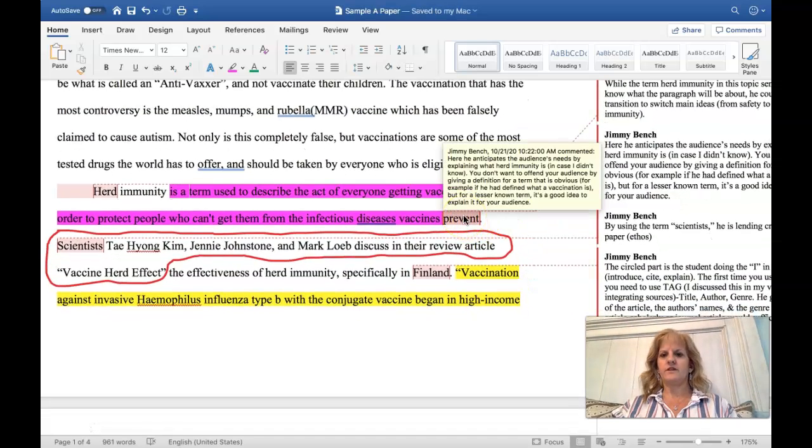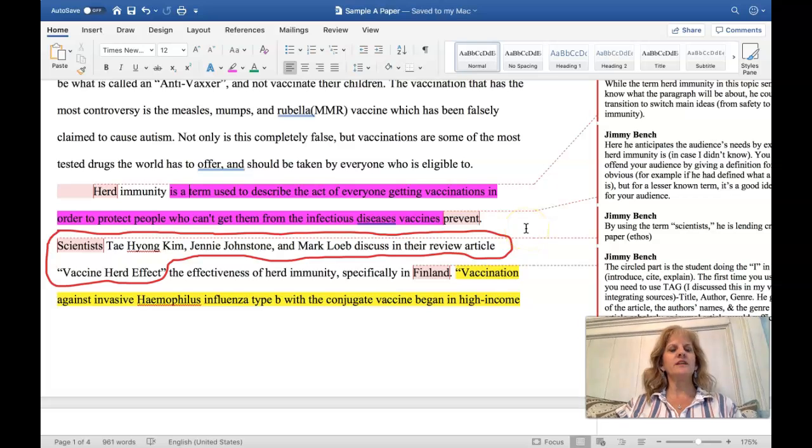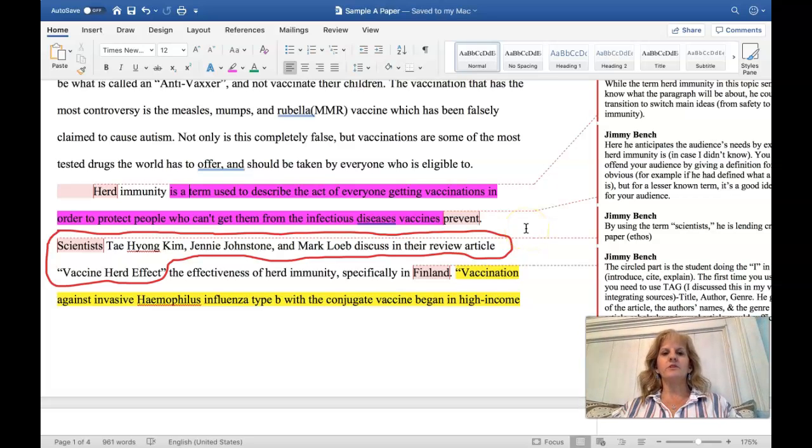Let's see what else I've got here. So he is anticipating the audience's needs by explaining what herd immunity is. He's thinking that, oh, the reader might not know what herd immunity means. So it does a good job in actually telling what it means. And I knew what it meant, but it's okay. It is a more scientific term, so it's okay with him.